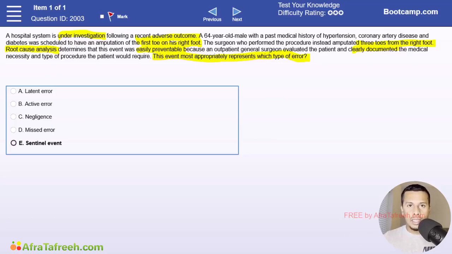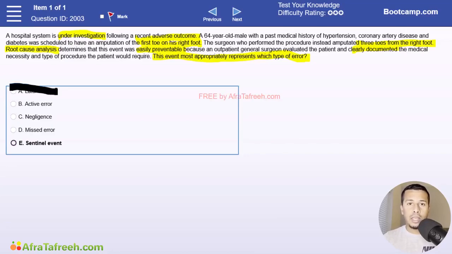Choice A, a latent error. Remember, this is when the worker makes an error that has the potential to cause harm to the patient. The physician, the nurse, the healthcare provider, whoever it is, makes an error that could cause harm to the patient later down the road, but is not causing harm in this moment. Remember, this is the accident that's waiting to happen. In this case, unfortunately, the error and the harm already happened, right? The surgery already happened, the patient already had the toes amputated. So for that reason alone, a latent error is not what is represented in this scenario.